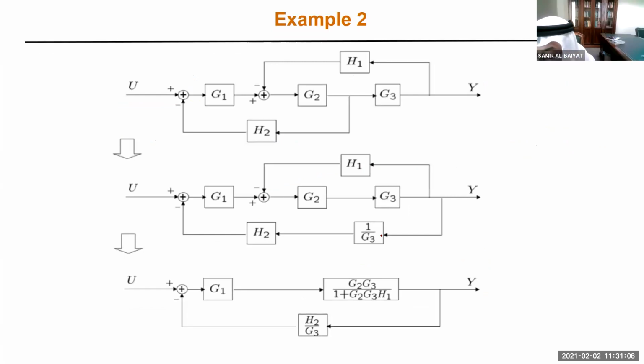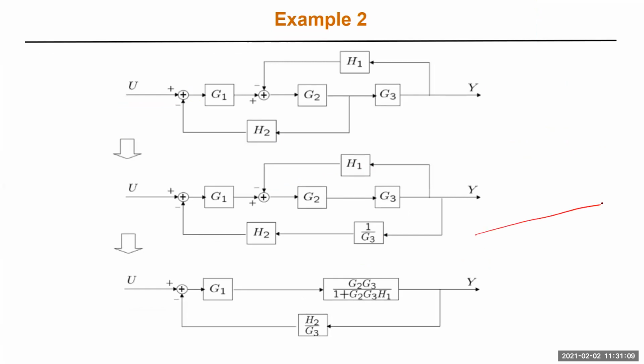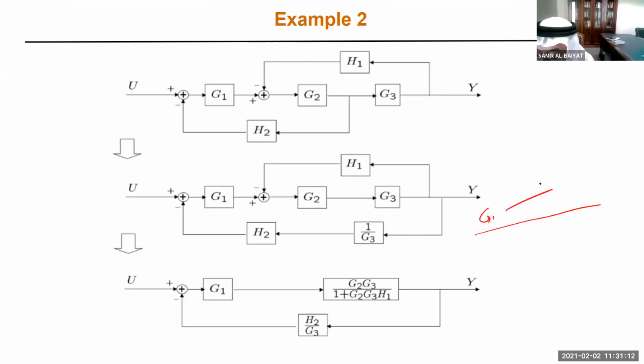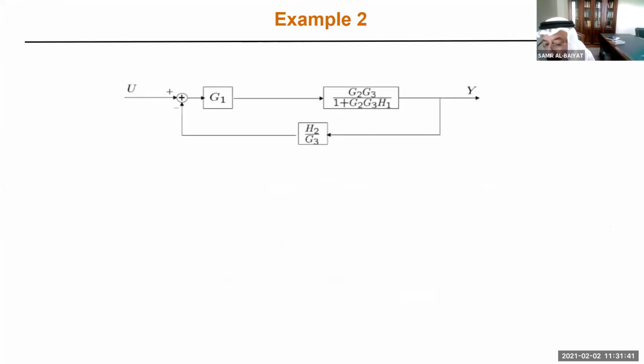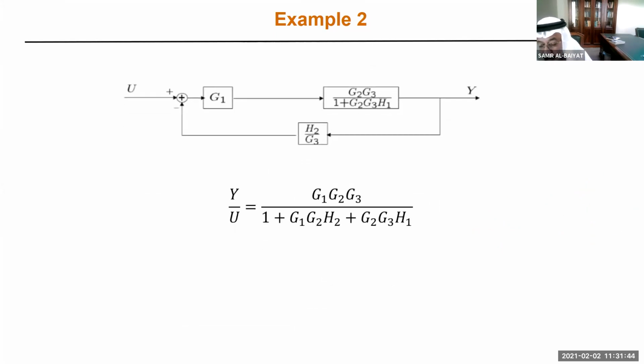So what will the overall transfer function be? It's very clear. G1 over G2 G3, times 1 plus G2 G3 H1, over 1 plus G1 G2 G3 over 1 plus G2 G3 H1, multiplied by H2 over G3, and then simplify. This is your transfer function.